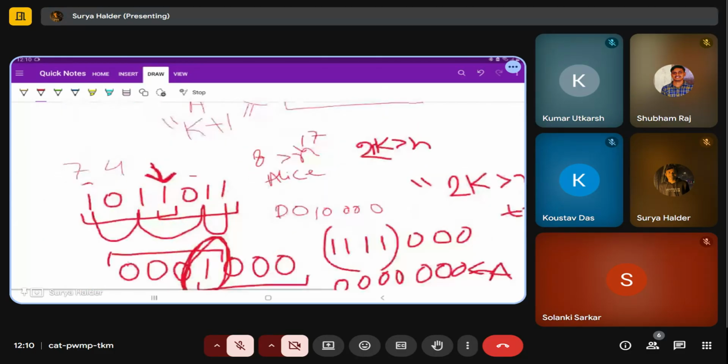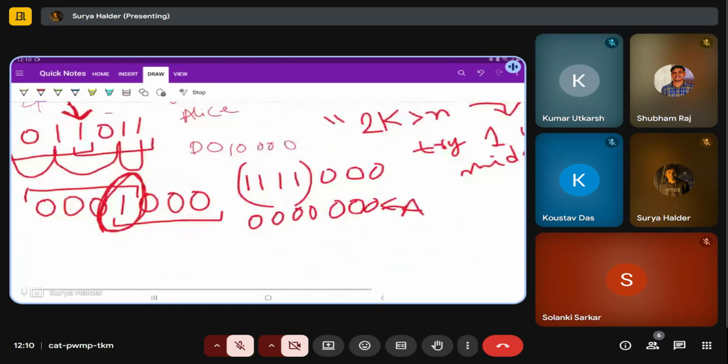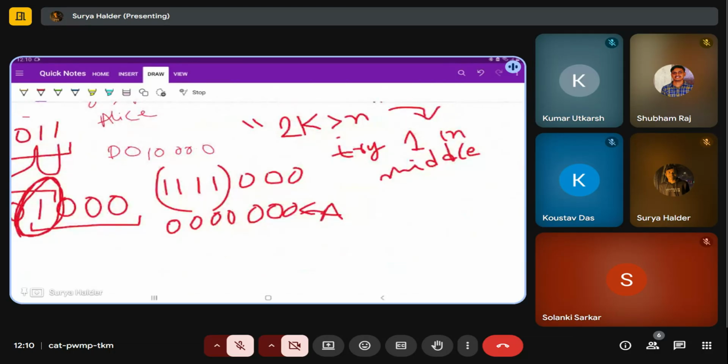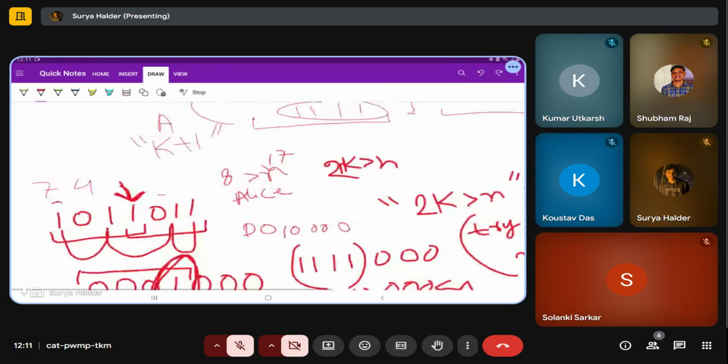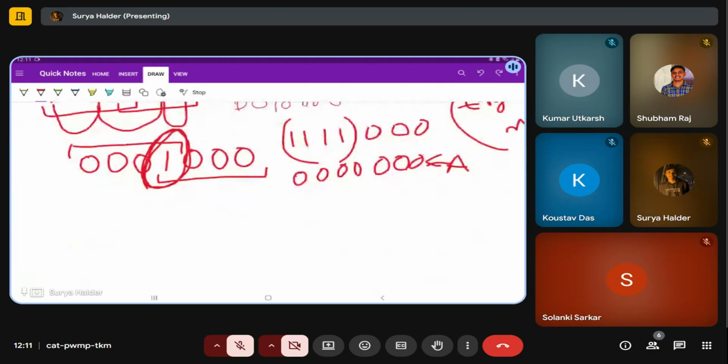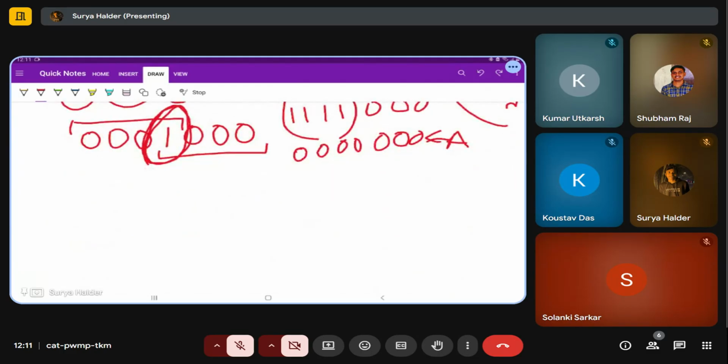So in that way, if Alice tries to do the operation in this way, then Alice will win. Else Bob will always win. For example, let us try for other test cases. So the third test case was 6 1 0 1 0 0 0 0.